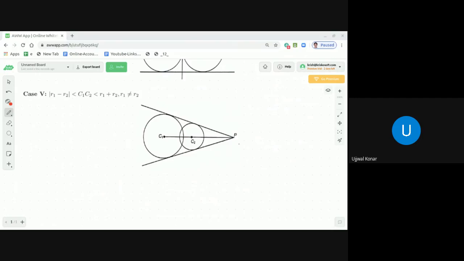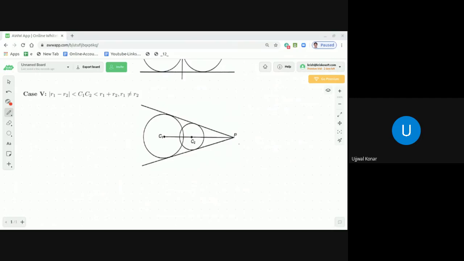Only we have two direct common tangents whose equations can be found as we discussed in the previous case, because we know the coordinates of the point P. From the outside point P, we know how to find the equations of the two tangents. So it is quite simple in this case also. Now let's come to the next case, that is case 6.